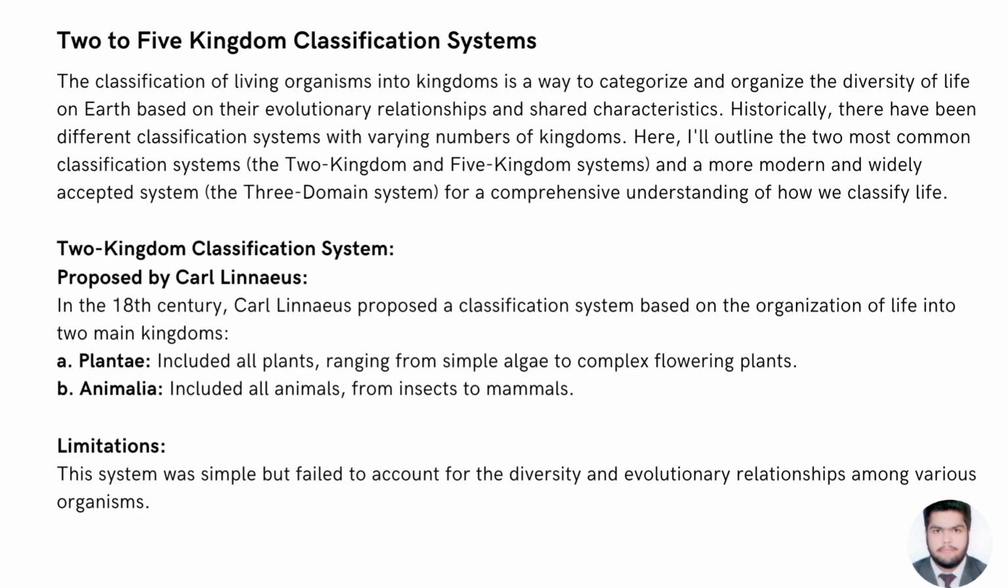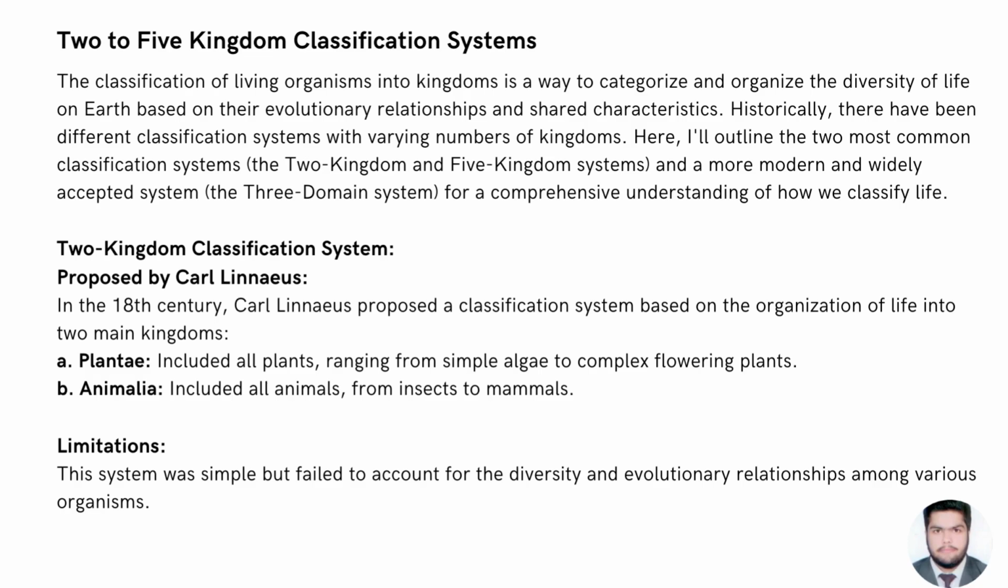The classification of living organisms into kingdoms is a way to categorize and organize the diversity of life on Earth based on their evolutionary relationships and shared characteristics. Historically, there have been different classification systems with varying numbers of kingdoms. Here I shall outline the two most common classification systems, the two kingdom and five kingdom systems, and a more modern and widely accepted system, the three domain system.